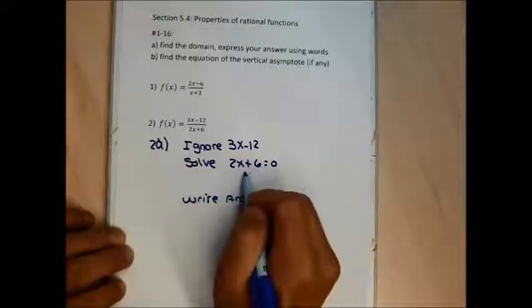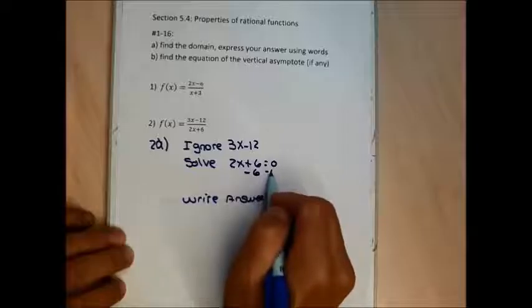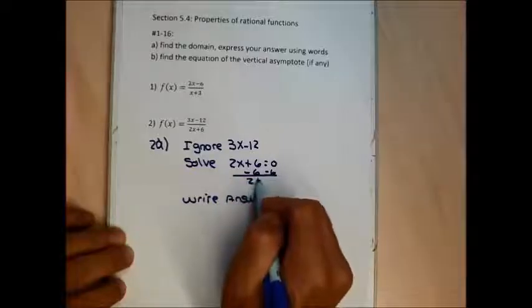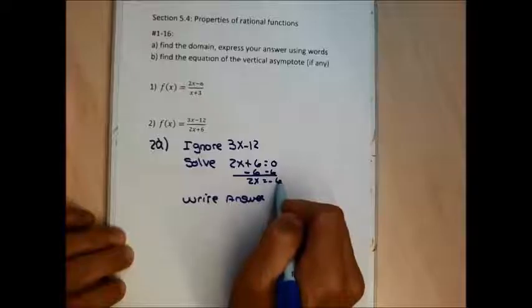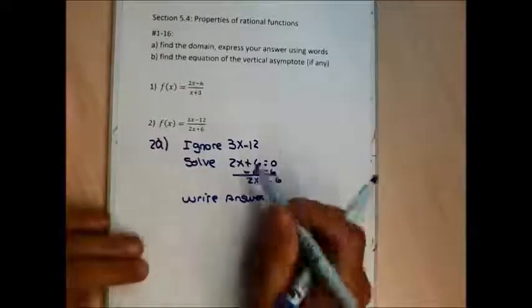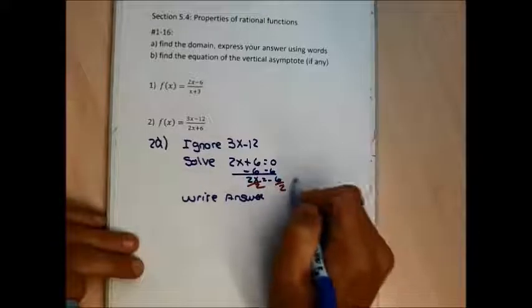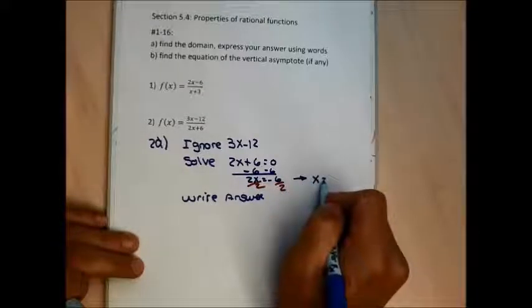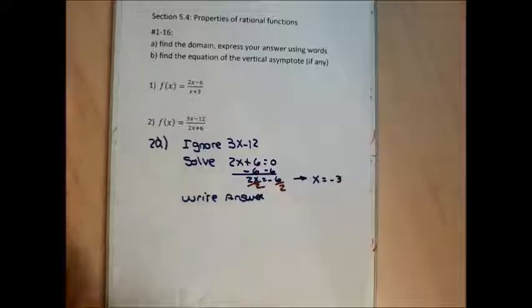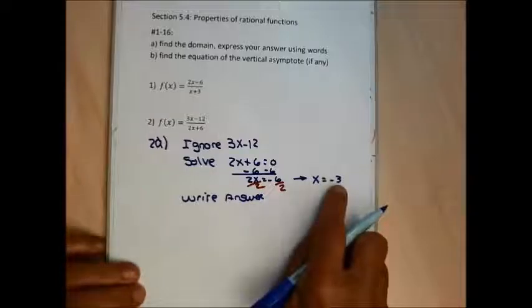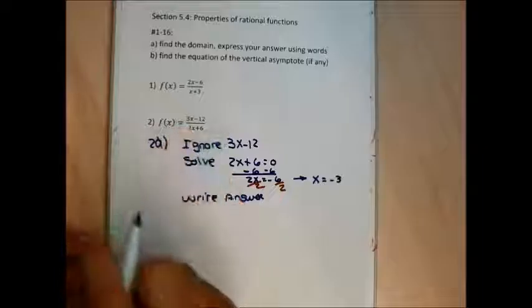The algebra to find the domain of a fraction is just to ignore the numerator and set the denominator equal to 0. The algebra that I did to set the denominator equal to 0 gives me the answer x equal to -3 because I subtracted 6 and divided by 2. To write my answer in words, if I said the domain is x equal to -3, I would be wrong because x equal to -3 is actually the only number that's not in the domain. It's the only number I can plug in for x into this fraction and get undefined.